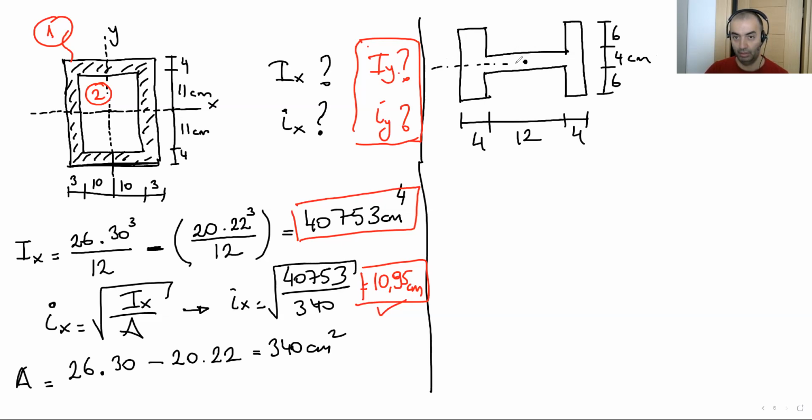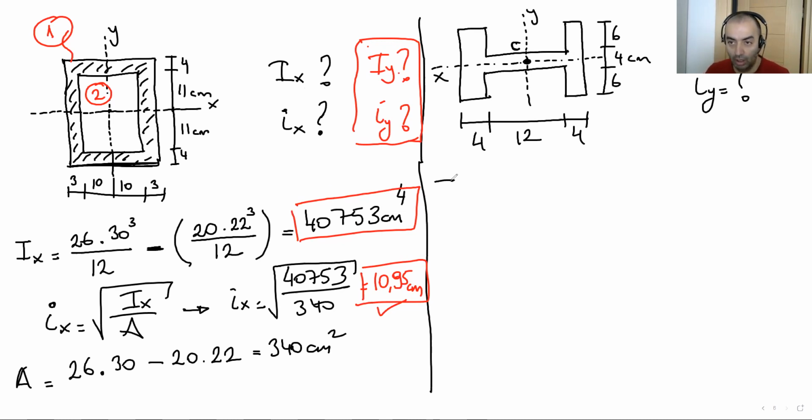Here we can see we have an x-axis and y-axis. Here's the centroid. Okay, good point. So the question is: what is Iy and the radius of gyration for the y-axis? So, okay, we can do it. Let's write the equation.